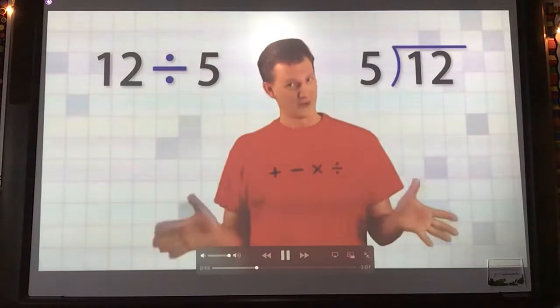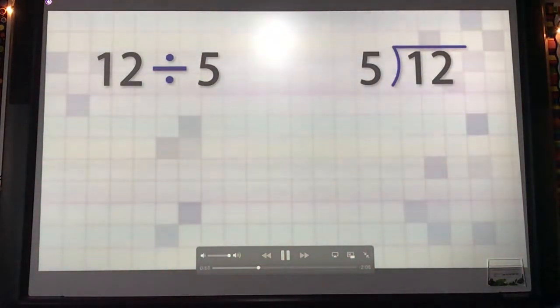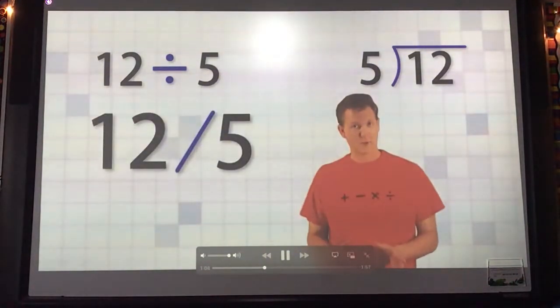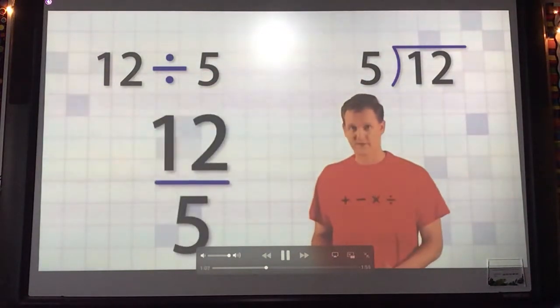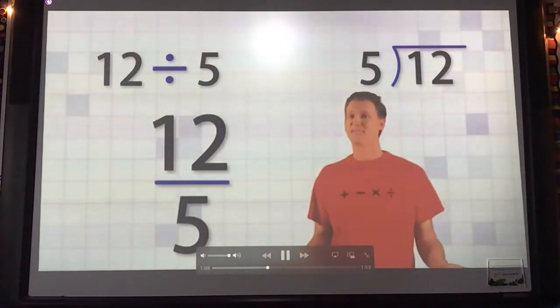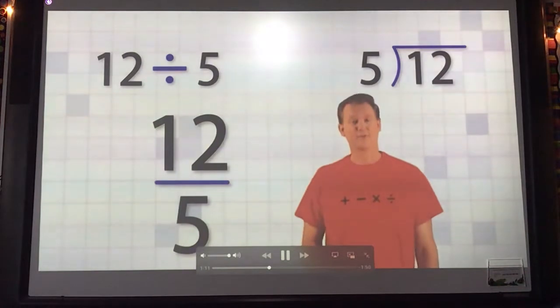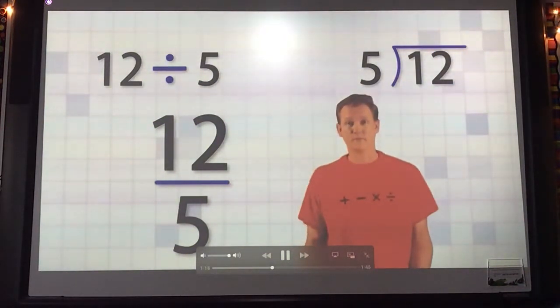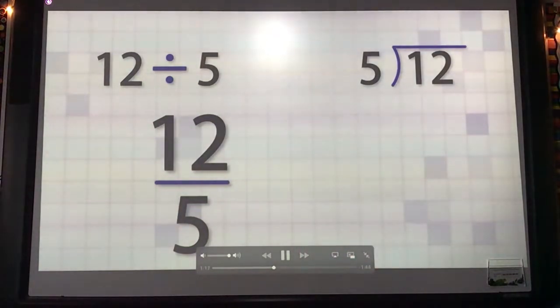But wait, there's more. Now some of you who use computers a lot might have seen division written like this. Now that slash is just another way to write the division symbol. Now this one's interesting. Watch what happens when we rearrange it a little bit. Look familiar? Yep, it's a division problem that looks like a fraction. And that's just because a fraction really is a division problem, but we treat it like a number. The line between the top and bottom numbers is just another way of writing the division symbol.